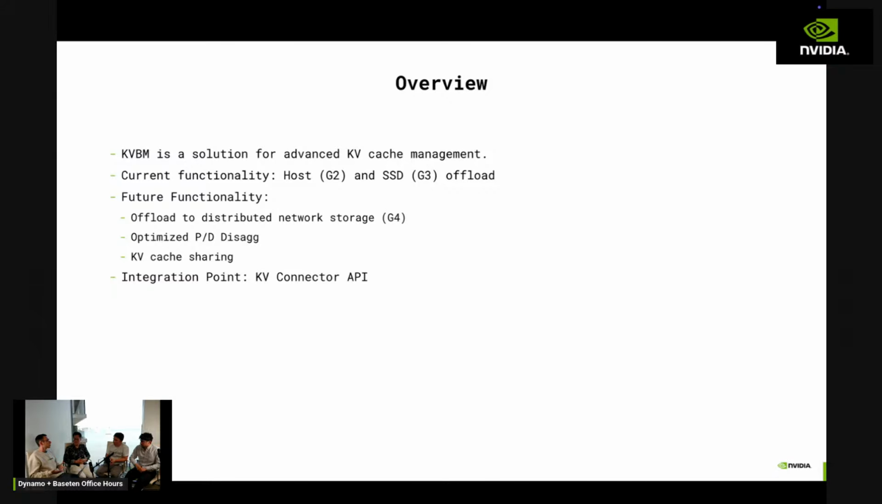Some more longer-term initiatives that we're either considering or that are underway are, of course, offloading to G4, as well as a couple more advanced workflows. For example, a heavily optimized implementation of PD disaggregation. One strategy we're exploring for that is, instead of transferring KV cache directly from prefill GPU memory to our decode GPU memory, we instead transfer from prefill GPU memory to a host buffer on the decode worker.